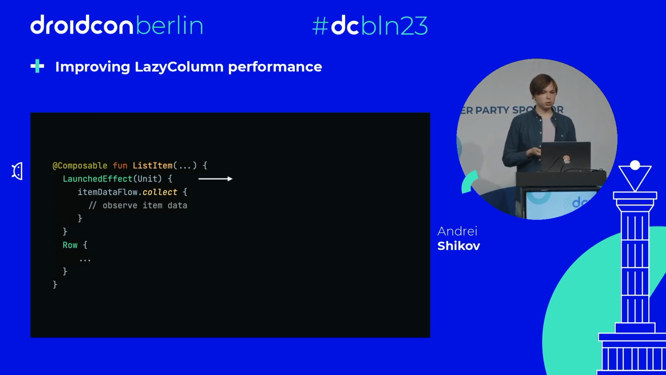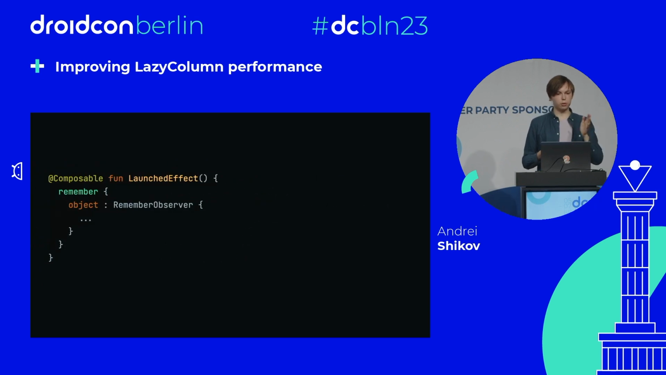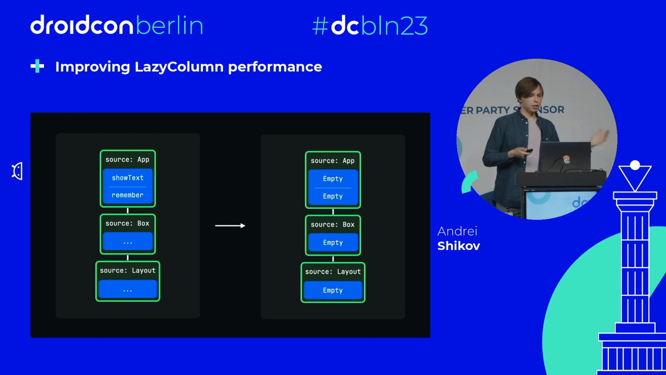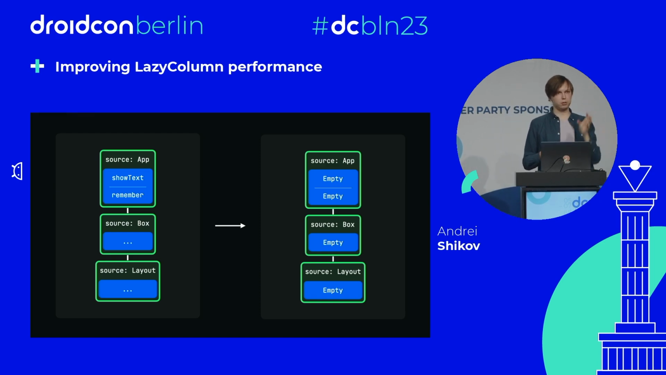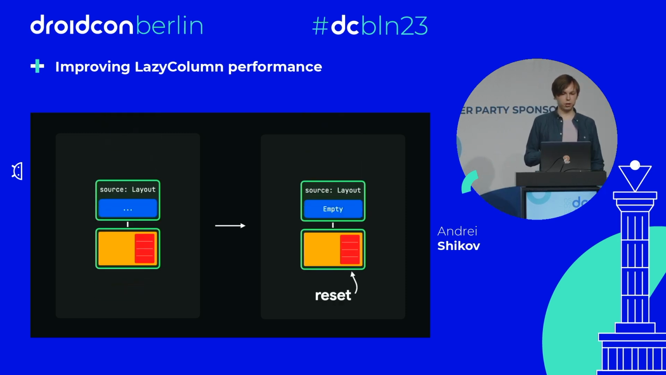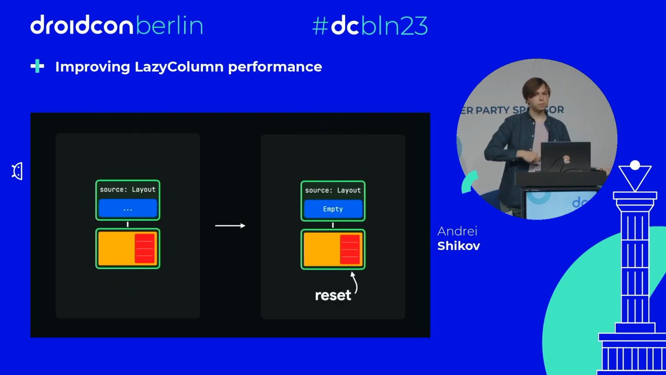So what we opted to do is implement all of those effects as a remember observer. We can just clear those remember observers and clear out all the data that we have associated with composition, but keep the structure there. And that was pretty all right. We also started reusing the nodes, and that was a 10% improvement, but it's still pretty slow.